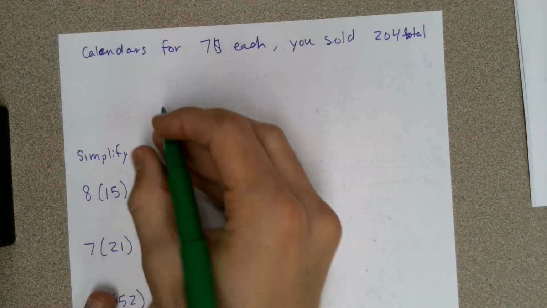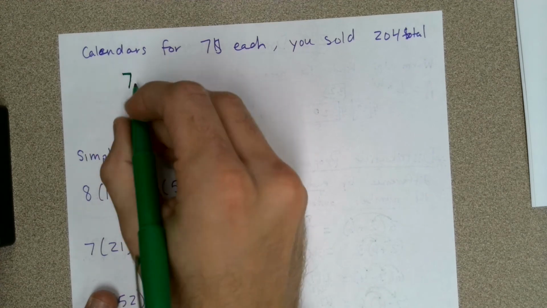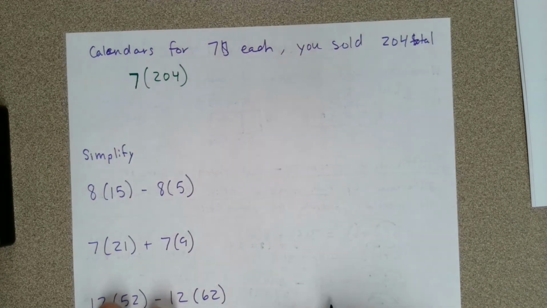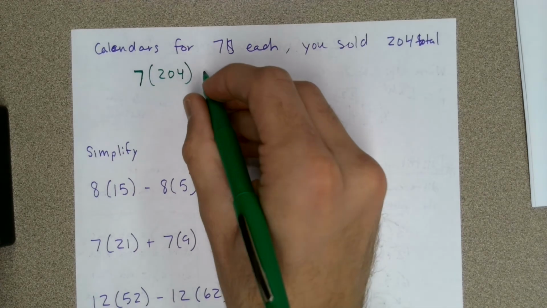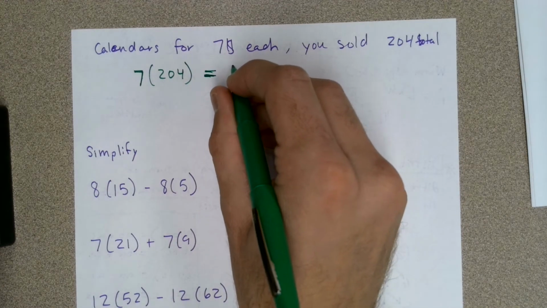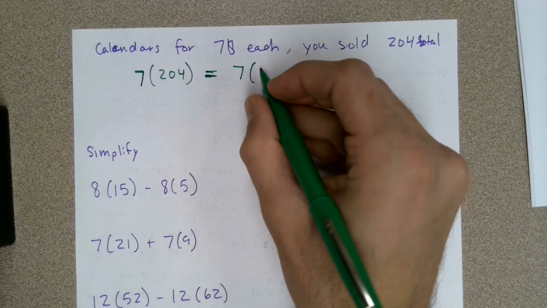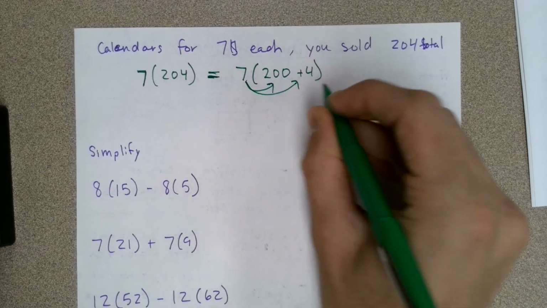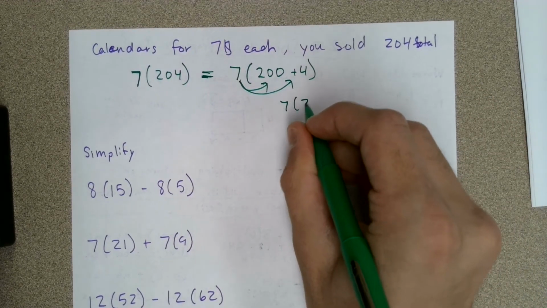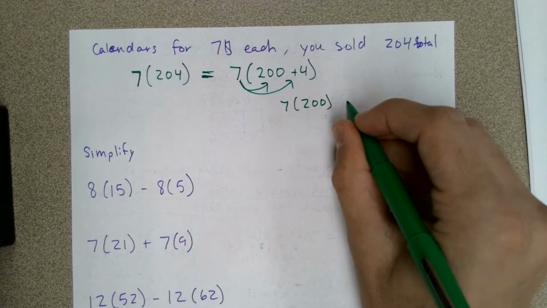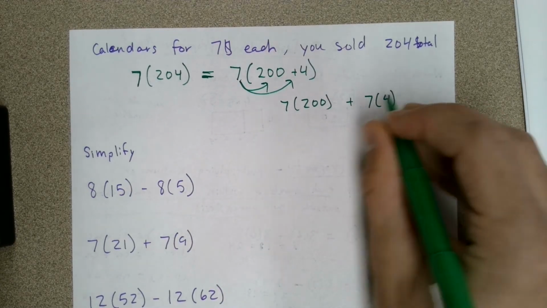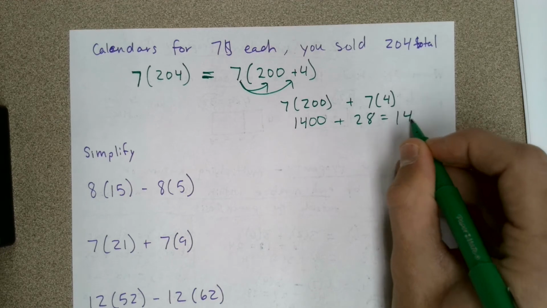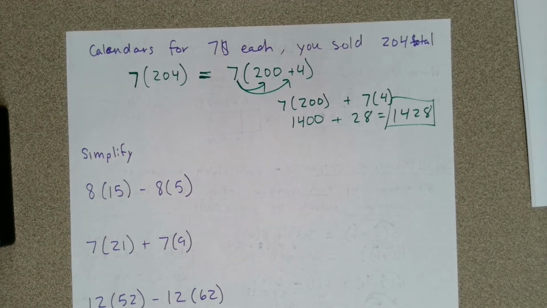I'm going to get some more practice with these type ideas. Here we go. Calendars for $7 a piece, and we sold 204. 7 times 204. We have to figure out how much we made. This is close to something, I know. We're going to rewrite this. I'm going to write it as 7 times 200 plus 4. And then we can use our distributive property right there. 7 times 200 plus 7 times 4. I can solve those in my head. 1400 right there, plus 28. That's how much money we made.